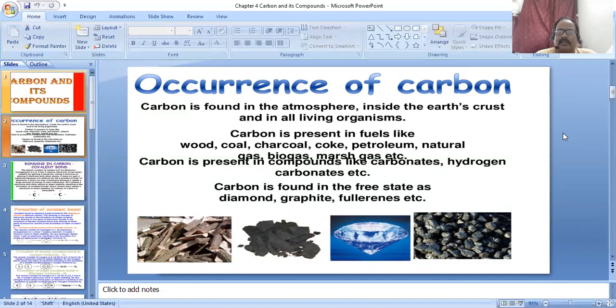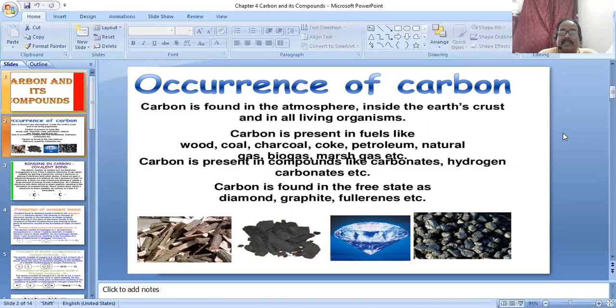Not only living, also non-living, means stone, soil, and living things also. So simply, the occurrence of carbon: carbon is found in the atmosphere, inside the earth's crust, and in all living organisms.